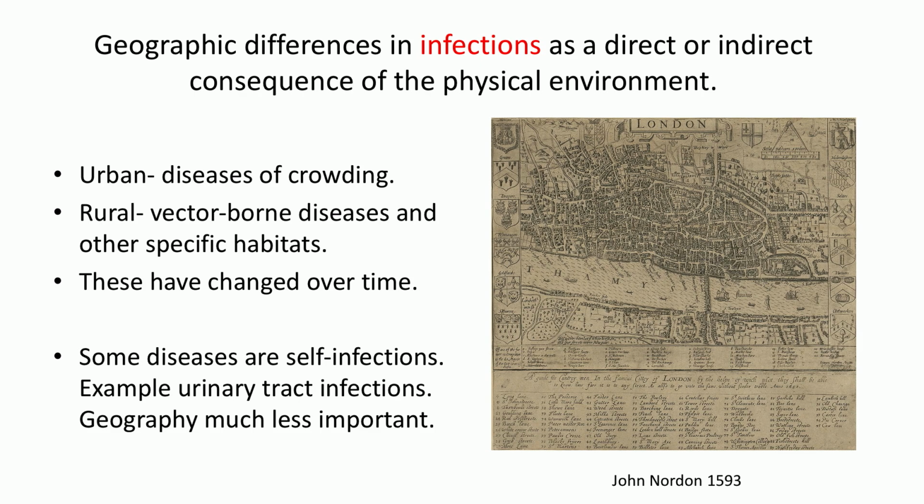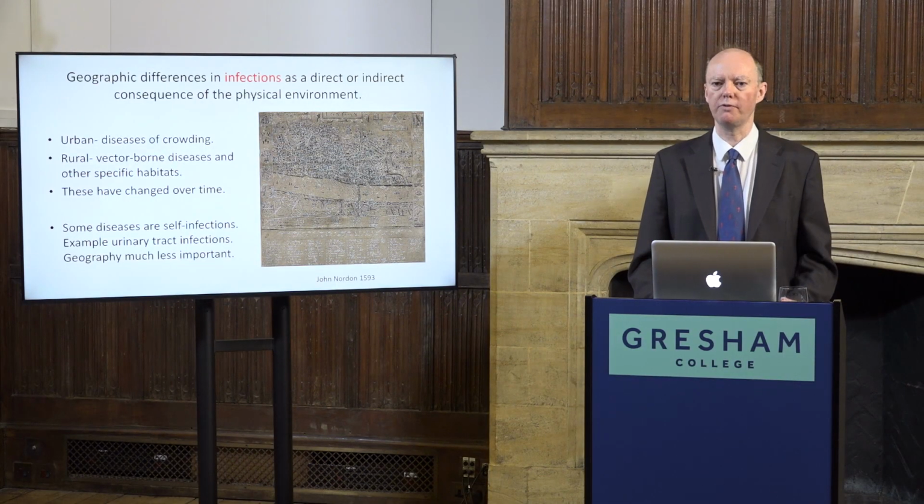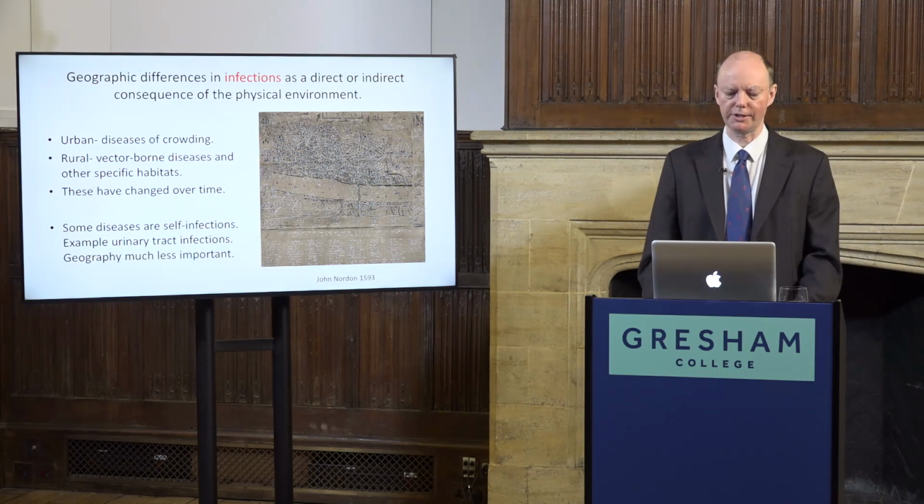Now, the most marked area where the geographical differences are a direct or indirect consequence of the physical environment is infections. And these vary depending on whether we're talking about rural or urban situations. In urban centres, these are primarily, not exclusively, diseases of crowding, diseases that are passed on person to person, directly or indirectly, and where crowding makes it more likely. In rural environments, in particular vector-borne diseases, these are diseases passed on by insects, and other particular habitats can lead to particular infections being passed on. And these have changed over time as people have moved and also with the advance of medical science.